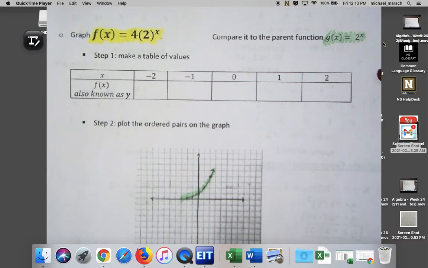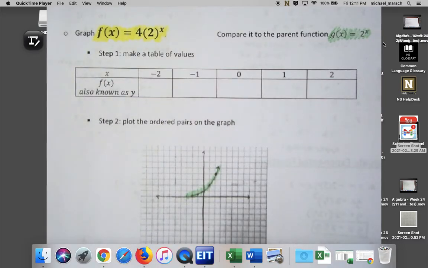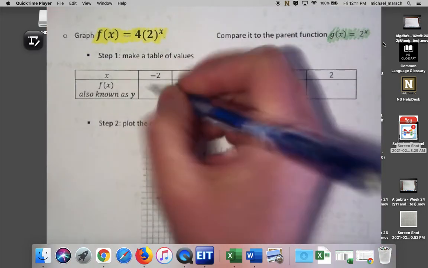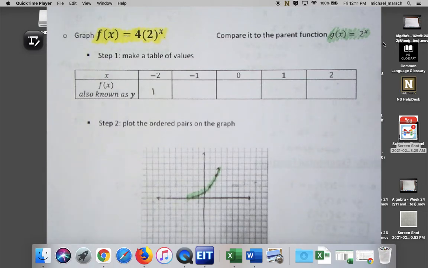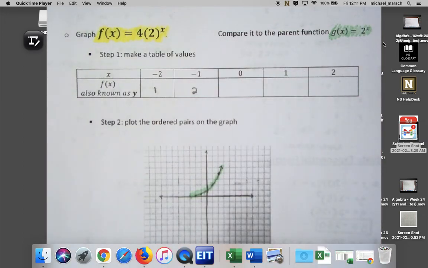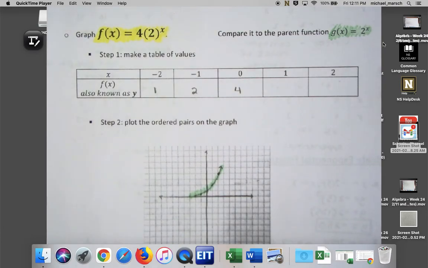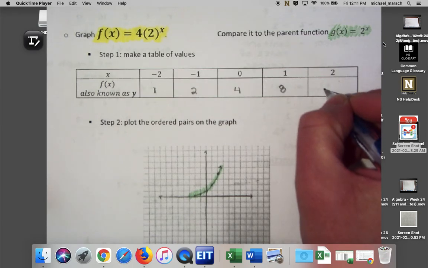Good thing we just practiced evaluating, right? If I put -2 in for x, what will my y be? Atlee? 1. Great. If I put -1 in for x, what will my y value be? Ethan? 2. If I put 0 in for x, what will my y value be? Bryson? 4. You guys see what's happening here? If I put 1 in for x, what will my y value be? 8. And then I don't even need my calculator because I see the pattern. It's going to be 16.